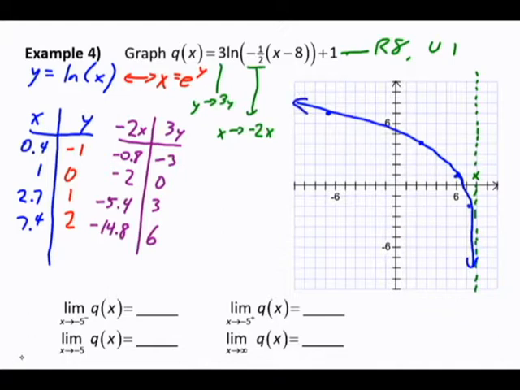Well, when we look at the limits, it looks like I made a typo here. By the time I print these, I will have fixed this typo already. I'll go ahead and put the answers.